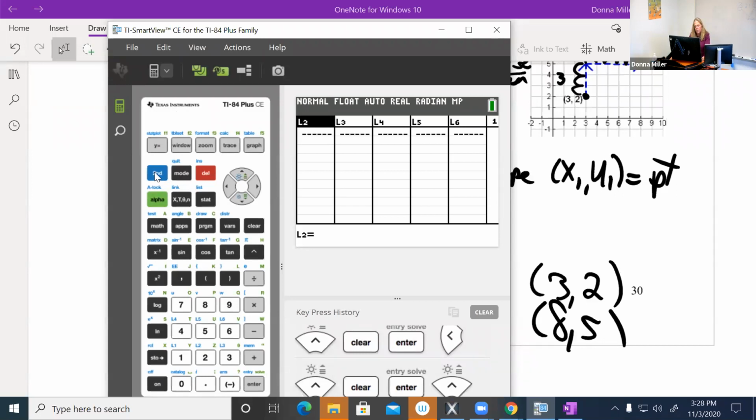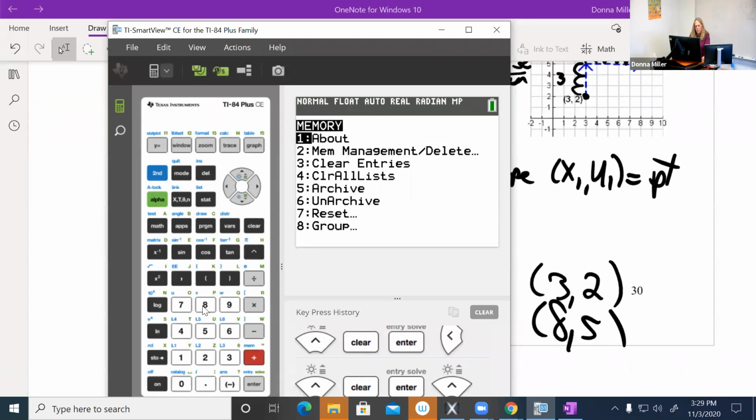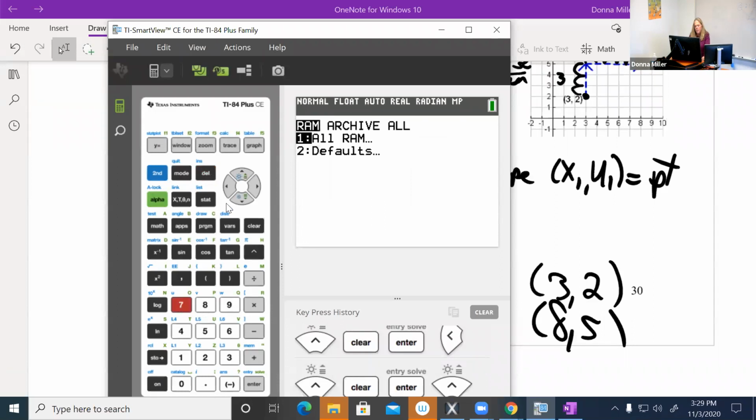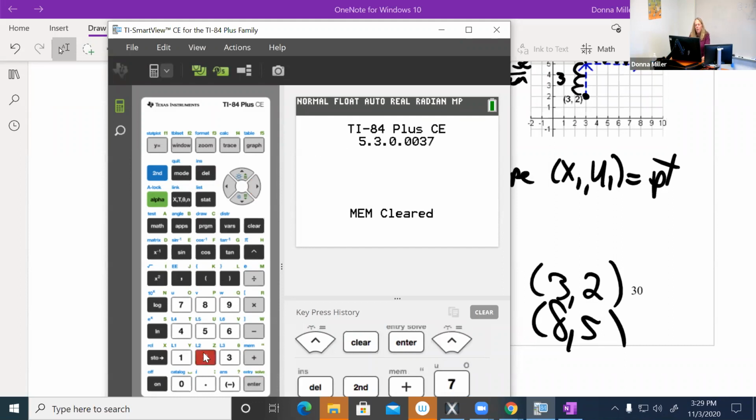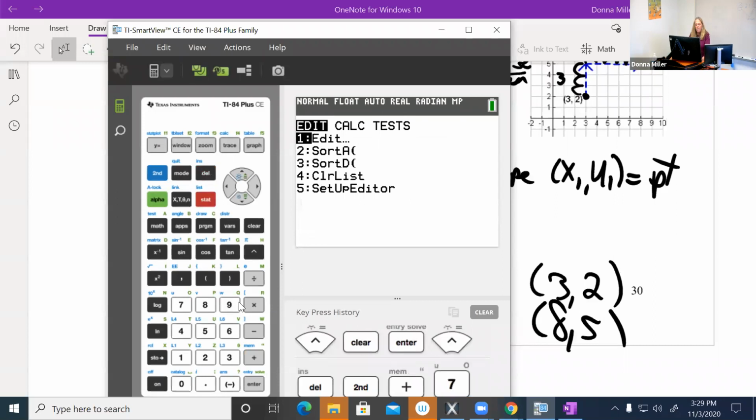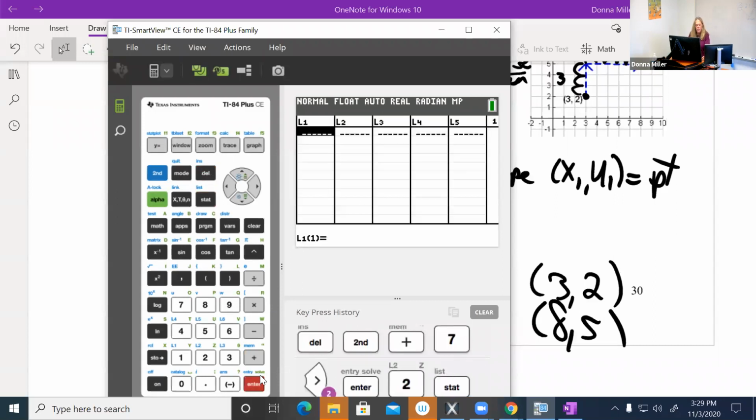So just to show you how you do that, second, memory. I want to reset 7. I think I want to reset all and all memory. I'm going to hit yes, please reset. All right, so now when I go back to stat and edit, the list is back. So if you're missing a list, that's how you get it back, is reset the calculator memory.